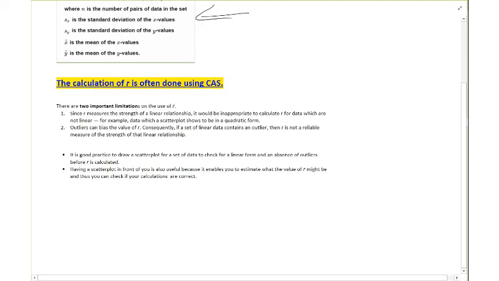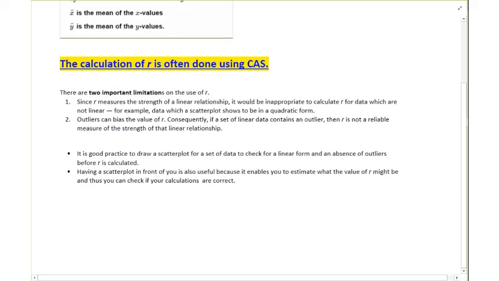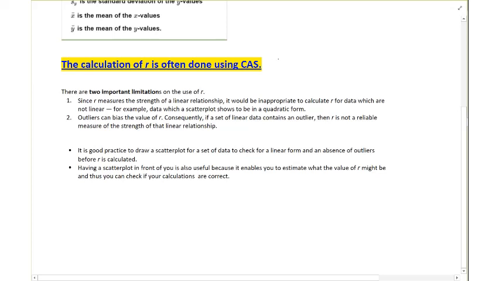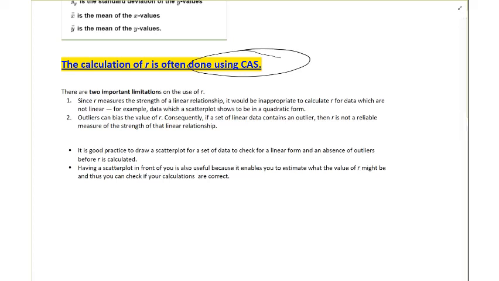Here are some limitations for when we use R. As it says here, we're going to be using CAS to get your calculator to do it. Since R measures the strength of a linear relationship, it would be inappropriate to calculate R for data which is not linear. Which is why, when we do transformation, where we check the residuals, that's to say, is anything valid? Because if it's not linear, then we can't use that data.